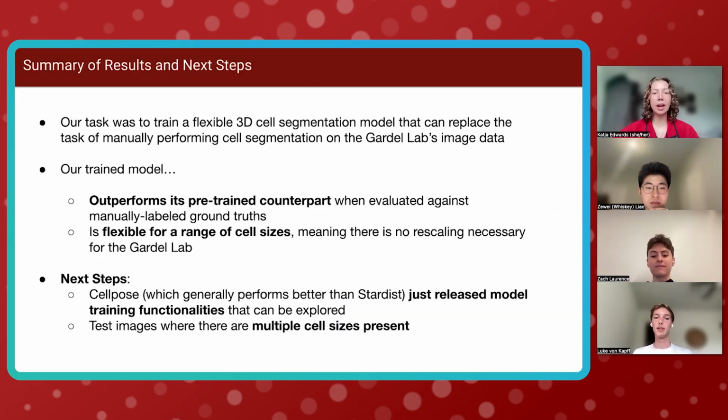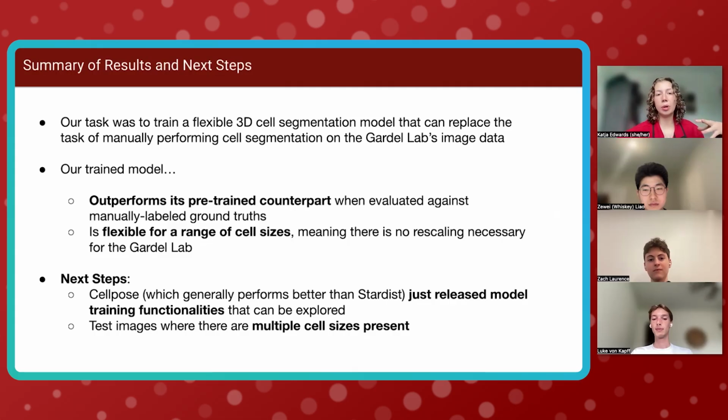Great. So to recap, our task was to train a 3D cell segmentation model that can come as close as possible to replacing the task of manually segmenting cells. First, the model performs strongly even on hand-labeled ground truths, despite being trained with minimal manual annotations. It significantly outperforms the pre-trained existing model. This is in large part due to the fact that it's flexible across a wide range of cell sizes, which means the Gardel Lab doesn't need to rescale or reformat their data before using the model. So we've effectively eliminated the need for preprocessing.